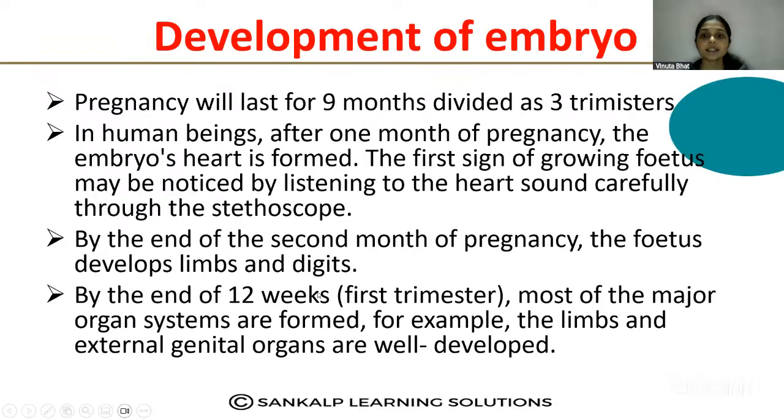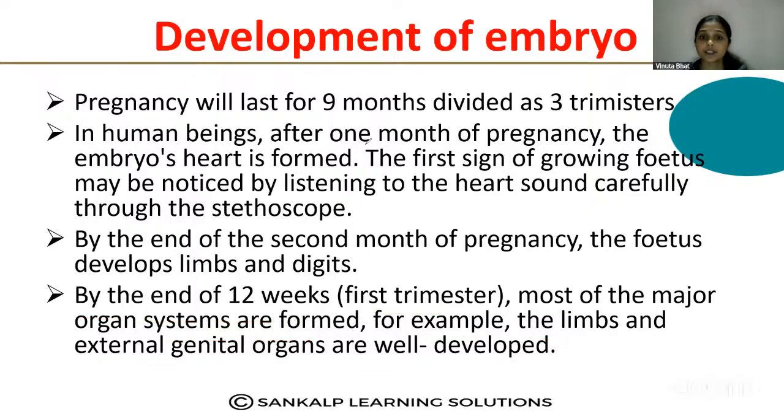Then the development of the embryo, a very important one. Pregnancy lasts for 9 months, which is divided into 3 trimesters. By the end of 12 weeks, that is the first trimester, most of the major organ systems are formed. For example, limbs and the external genital organs develop.